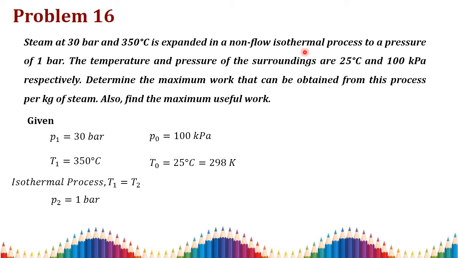So we can write T1 is equal to T2, to a pressure of 1 bar. So P2 is equal to 1 bar. The surrounding temperature and pressure are given, mentioned as P0 and T0. T0 is 25 degrees Celsius and P0 is 100 kilopascal respectively. Determine the maximum work that can be obtained from this process per kg of steam, and also find the maximum useful work. So here we need to find the work done, and also the maximum useful work by availability analysis.